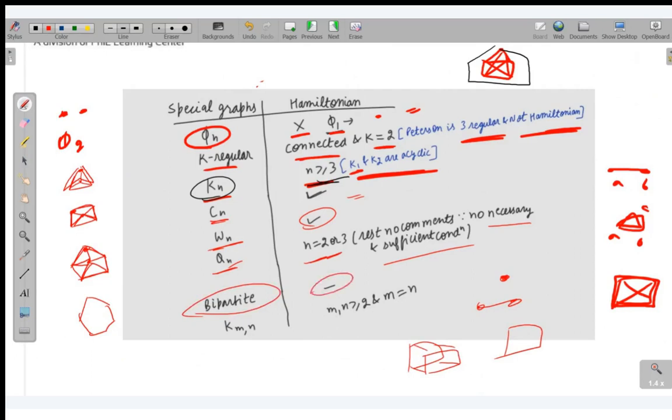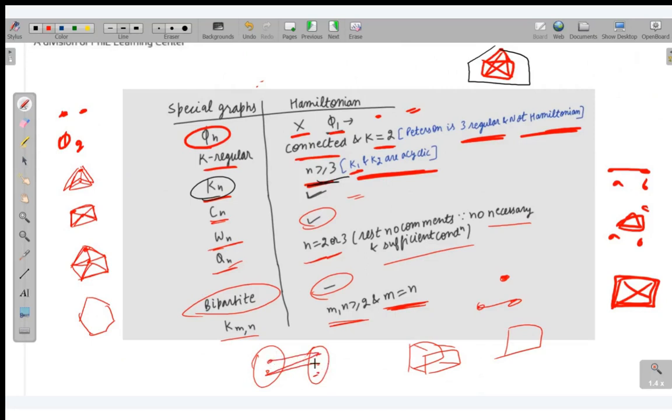Bipartite graph, I do not say. You have to give me the graph, then I can say. No comments. K m,n, when m, n are greater than or equal to 2 and m is equal to n, when both are equal, then it will be Hamiltonian, otherwise it will not be Hamiltonian. For example, in a complete bipartite graph, you take 2 vertices here and 3 vertices here. Now you go here, and how will you reach here? No way. It is a complete graph.